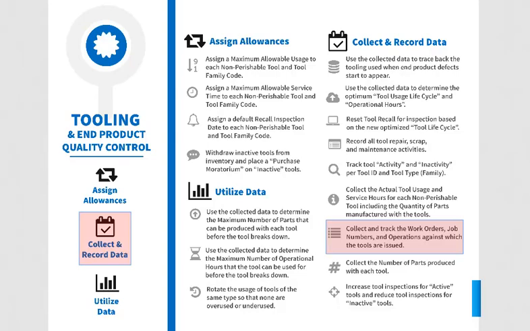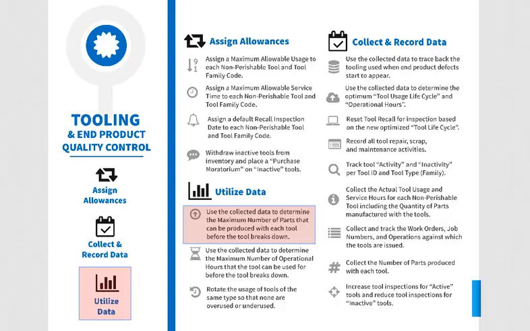Otherwise, if you don't have the traceability, you'll keep on having the same tooling issues, the same defect and scrap issues with no way to go back and correct the problem. You should also collect the number of parts produced with each tool. This is a good idea because when you first start, you have no idea how many parts you can produce with each tool. Then, at some point in time, in order to optimize the use of the tools, it'll be a good idea to record the number of parts being produced and finally increase tool inspections for active tools, which will reduce inspection time for inactive tools.